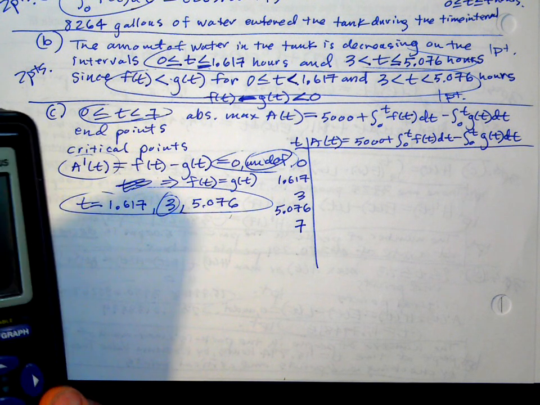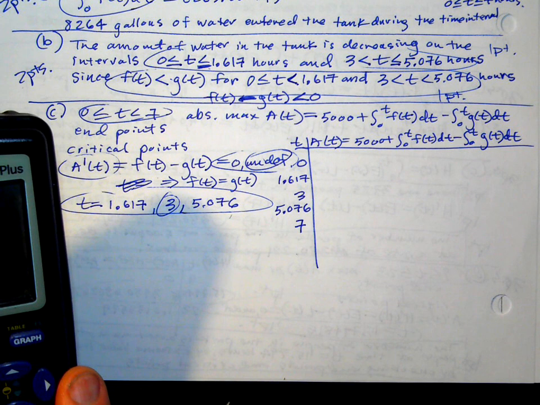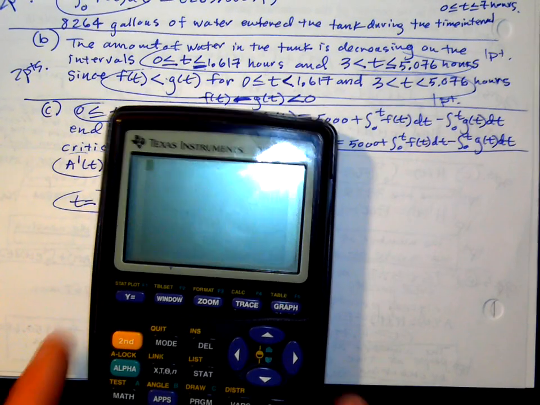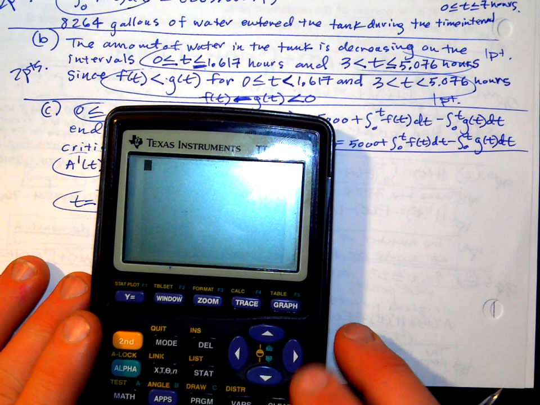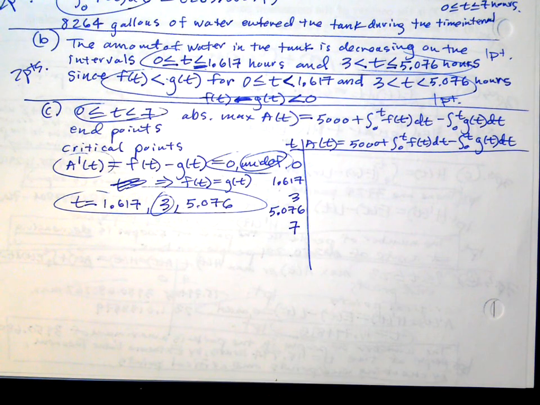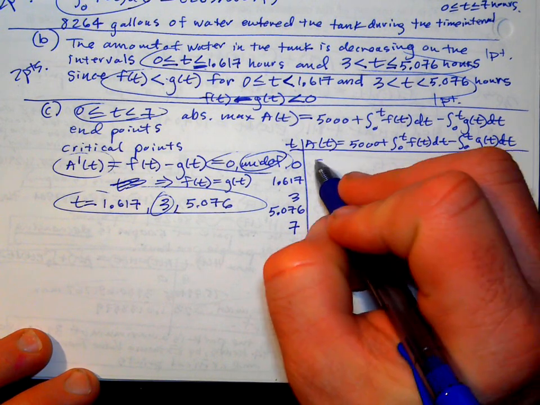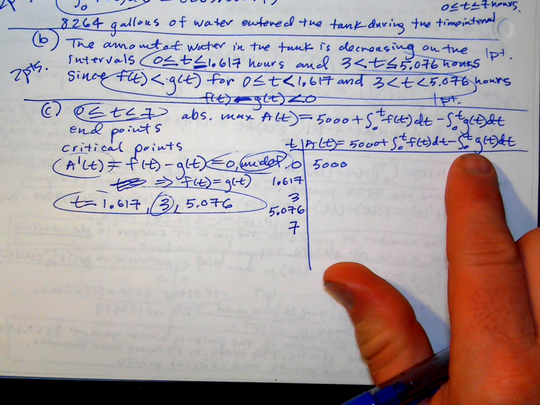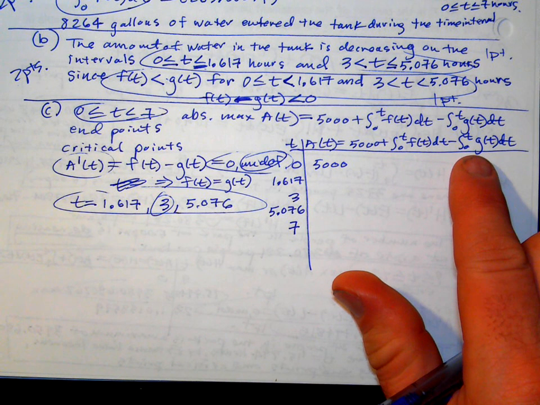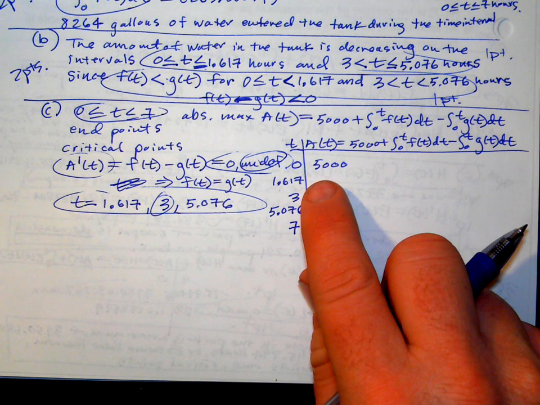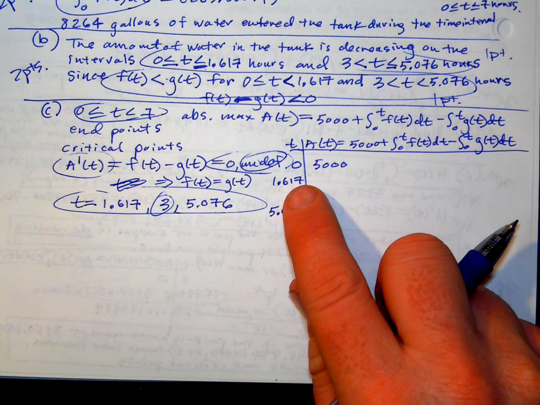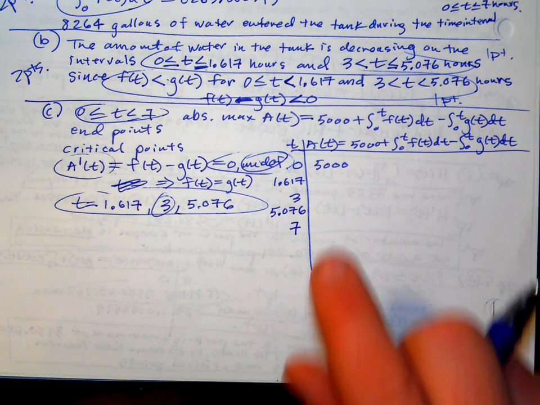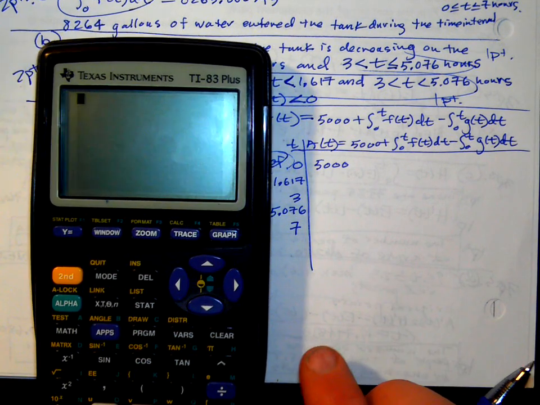We could find a more accurate version of the answers if we solve this on our calculator, which we could. Here, I'll show you real quick. If you plug 0 in here, you get 5,000. That one's easy. Now you've got to be careful because G is a piecewise function. So when we do this one, it's going to be to 1.617, which is when G is 250. So I'm going to kind of manually put this in.